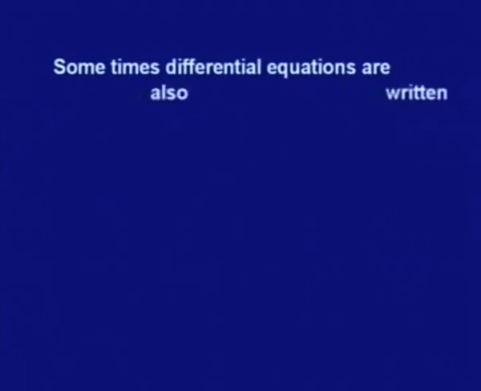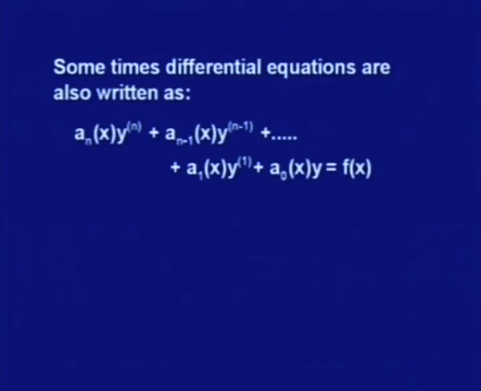Many times this kind of equations are also being written as a_n(x) y_n plus a_{n-1}(x) y_{n-1} and so on, a_1(x) y_1 plus a_0(x) y is equal to f(x). The change we have done here is that we have replaced this y^(n) with d^n y over dx^n. That is the nth derivative; we have used another notation, y_n.